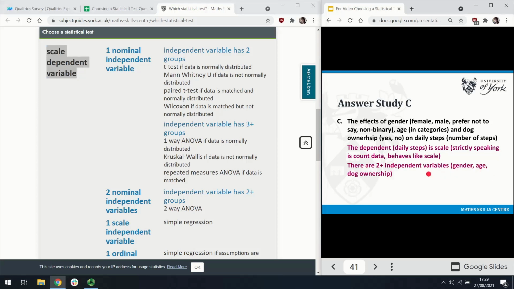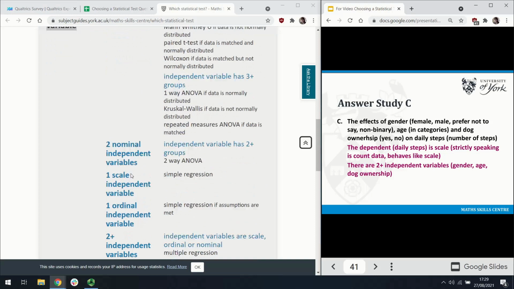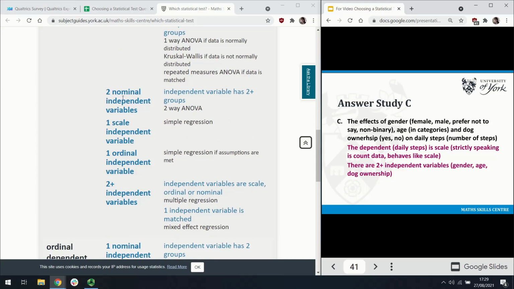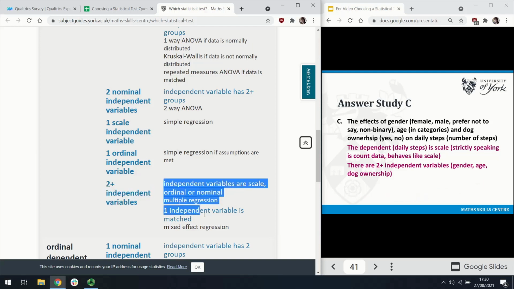Then we've got to think about the independent variable. Now, in this case, we don't just have one independent variable, we've got 3 here: gender, age, and dog ownership. So it's not this one, because this is only where we've got 2. It's not this one. It's not this one. We're down at this option here, 2 plus independent variables. So we've narrowed it down to one of these tests here.